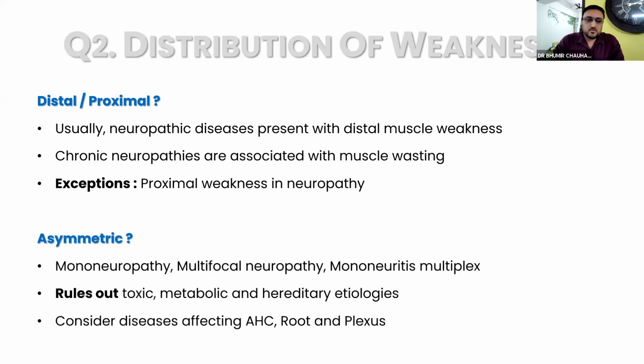And next job is to find out whether there is a symmetry to the presentation or an asymmetric presentation. So asymmetric presentations are usually mononeuropathies, that is single nerve involvement, or it can be a mononeuritis multiplex where multiple nerves are involved at different time durations. Whenever you come across an asymmetrical presentation in peripheral neuropathy, it usually rules out any toxin or hereditary or metabolic etiologies because these classically present as a symmetric peripheral neuropathy. And in asymmetric pattern, you should also think about anterior horn diseases, radiculopathy or roots, and plexopathy or plexus involvement.